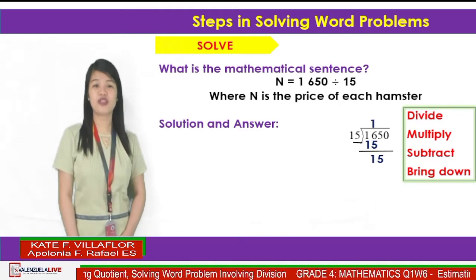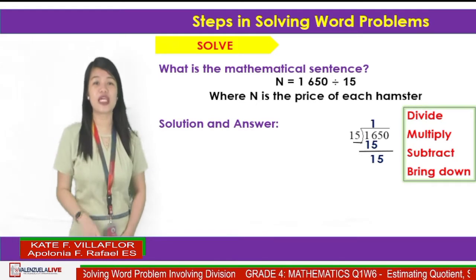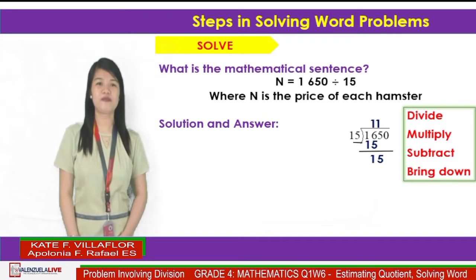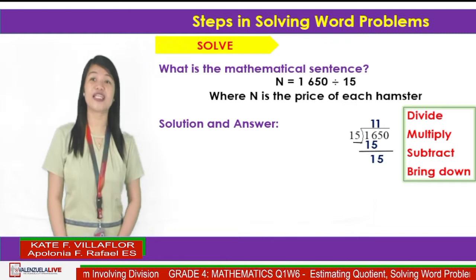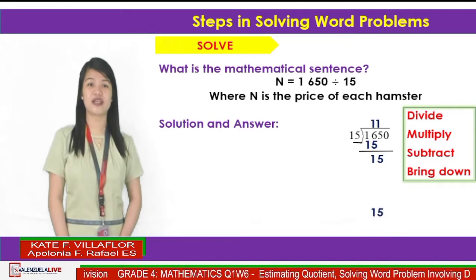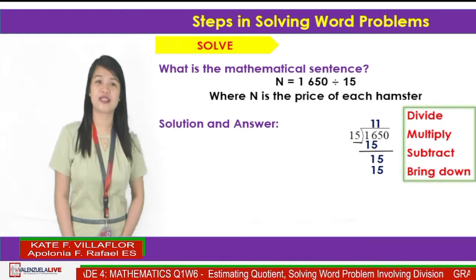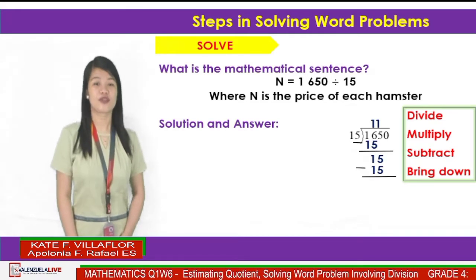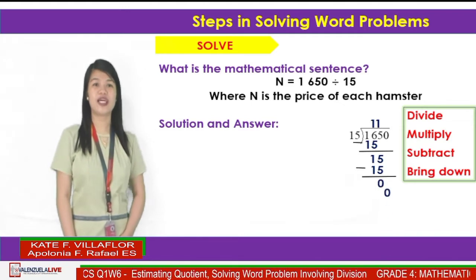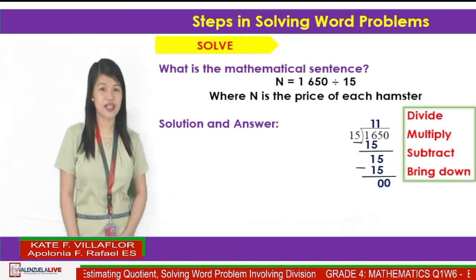Then, continue the process of dividing. Back to step 1, which is divide. 15 divided by 15. The answer is 1. Very good. Okay, next is to multiply the quotient by the divisor. 1 times 15. The answer is 15. Good job, Grade 4 pupils. Then what is the next? Okay, we're going to subtract 15 minus 15. The answer is 0. Then we're going to bring down 0. Then 0 divided by 15. What is the answer?